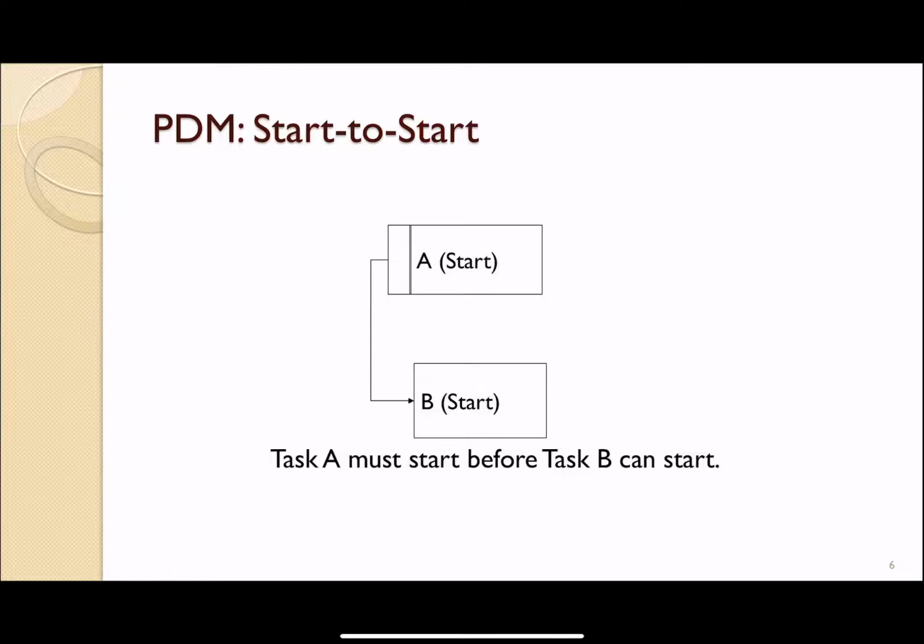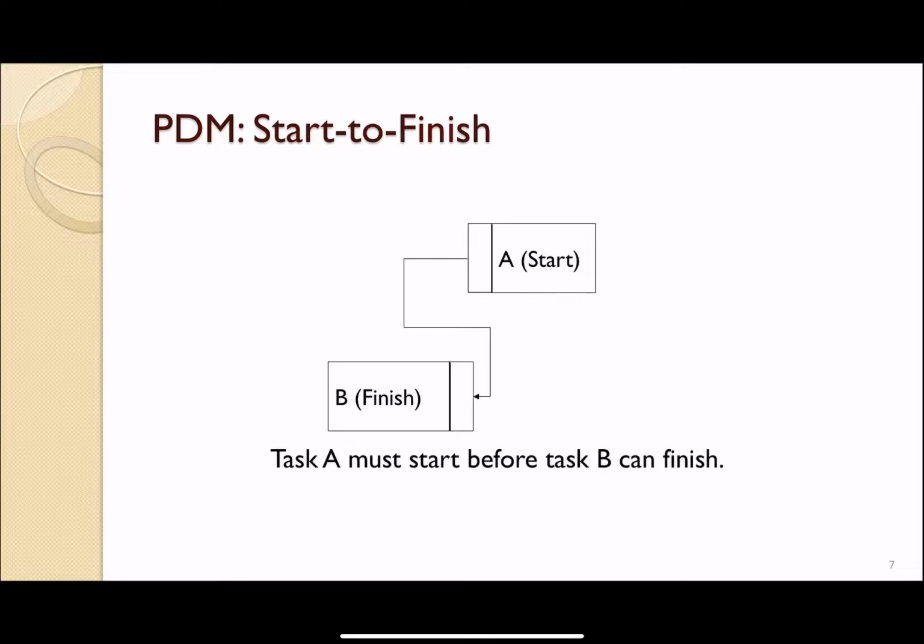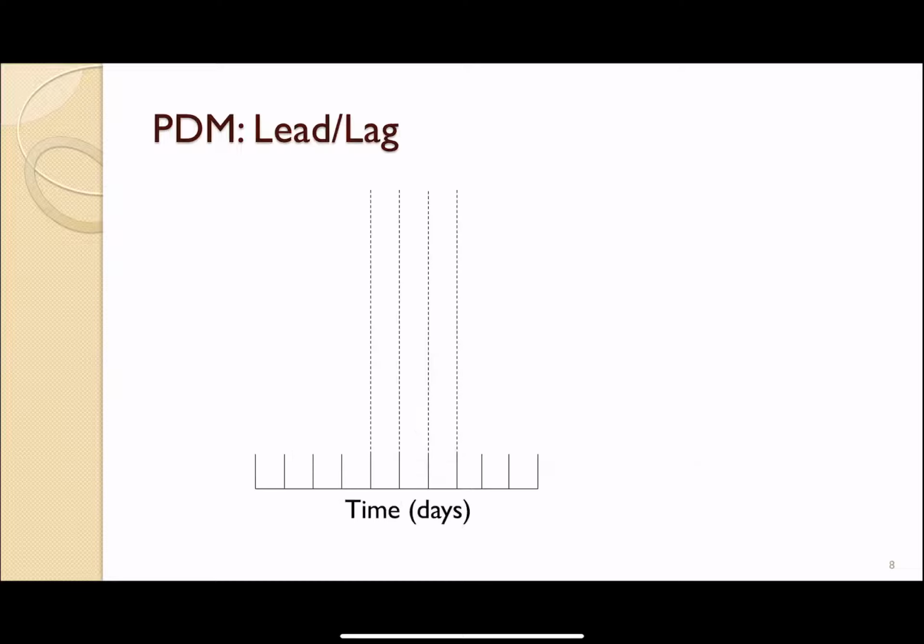For example, the faculty must start the lecture before students can take notes, things like that. So start to start is from left to left side of the activities. Start to finish: as you can see, like I say, it's not practical in engineering. Task A must start before task B can finish. So I'm not going to discuss this start to finish relationship, and you will not see that in your schedule. It's not practical in engineering.